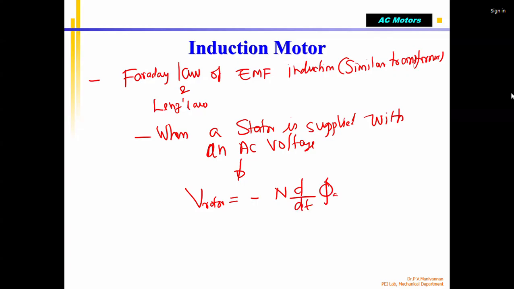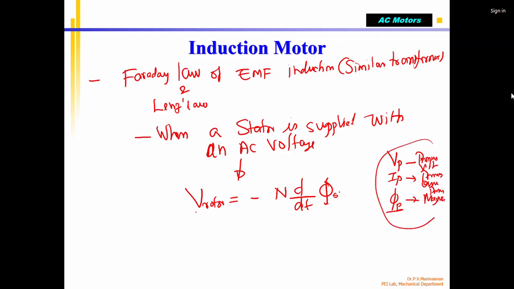V rotor is nothing but minus N times d by dt of phi. Correct? I can say phi S, where S means stator magnetic flux. We know there are three coils, but for understanding, take one coil, similar to a transformer. In a transformer we call it phi P. Correct? We supply Vp, because of which there is Ip. This is the primary voltage, this is the primary current, and this is the primary magnetic flux. Correct? This happens in the transformer.